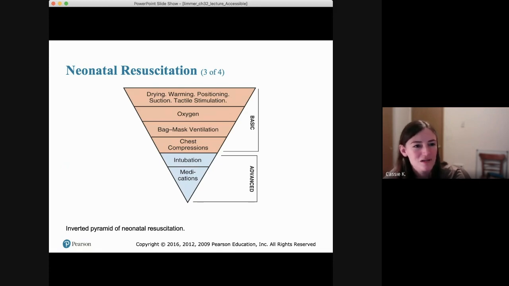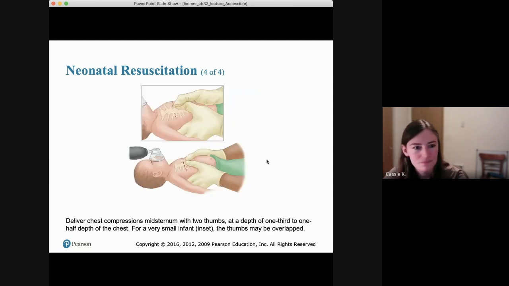So the resuscitation process: first drying, warming, positioning, suctioning, trying to stimulate them, providing oxygen, bag valve ventilation, or chest compressions. Then the ALS stuff would be intubation and medications. If we are doing CPR chest compressions, they'll be delivered mid-sternum with 2 thumbs and hands wrapped around the chest at a depth of 1/3 to 1/2 the depth of the chest. For very small infants, your thumbs may be overlapped.